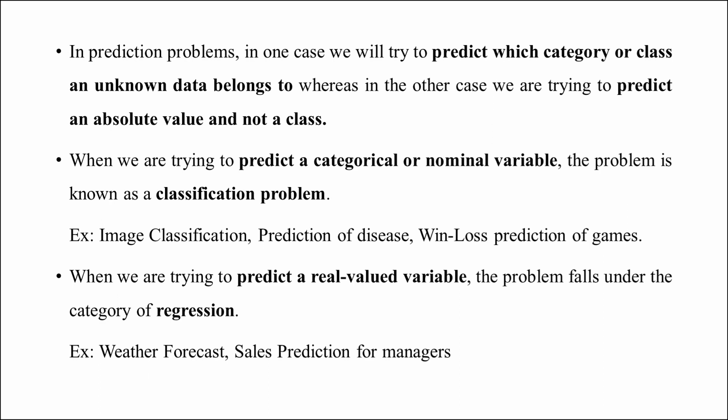In predicting problems, there are two categories. In the first category, we can predict the category or class of unknown data based on an absolute value or a class. When we try to predict a categorical or nominal variable, it is termed a classification problem. Examples of classification problems are image classification, prediction of disease, and win-loss prediction of games. In the other prediction problem, when we try to predict a real-valued variable, it comes under the category of regression. Some examples of regression are weather forecast and sales prediction for managers.